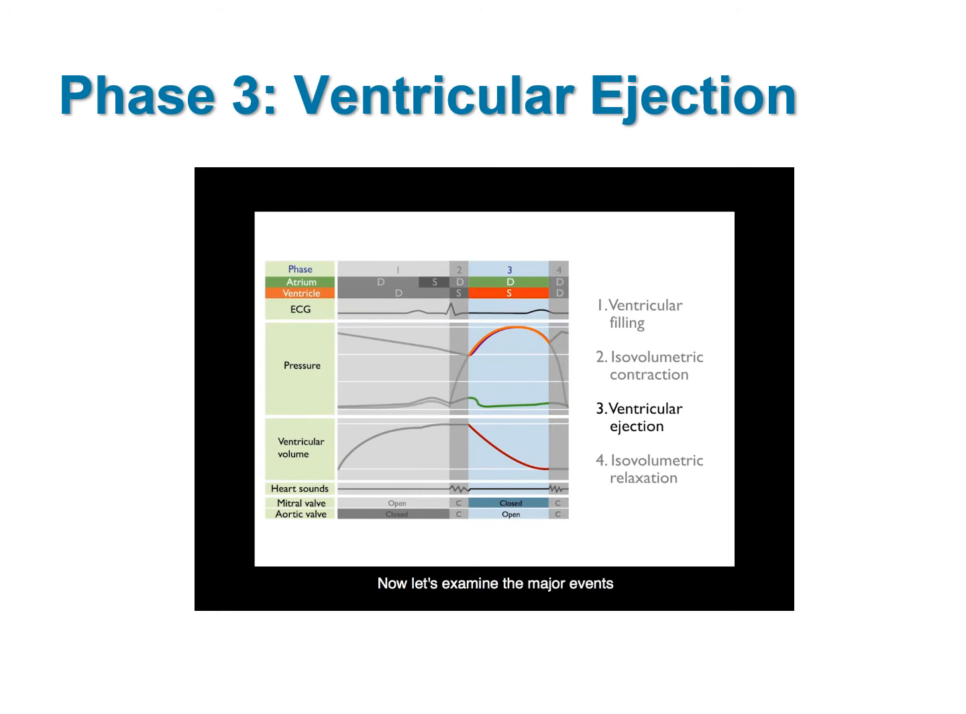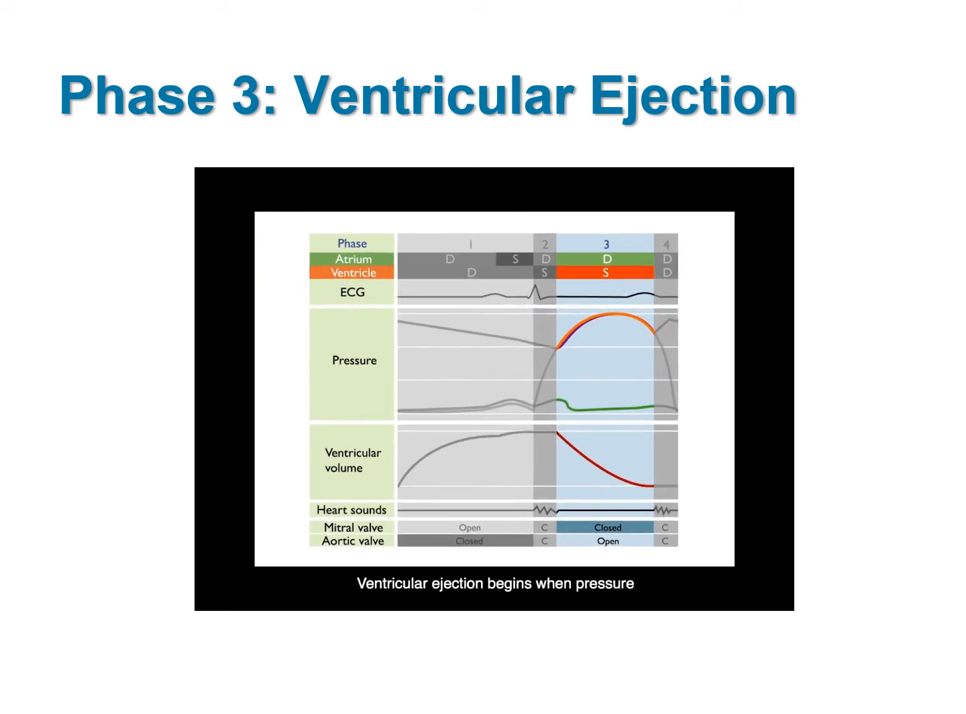Now let's examine the major events of ventricular ejection graphically, focusing on the left side of the heart. Ventricular ejection begins when pressure in the left ventricle exceeds diastolic pressure, the minimum aortic pressure, opening the aortic valve. Because pressure is still lower in the atrium than the ventricle, the mitral valve remains closed.